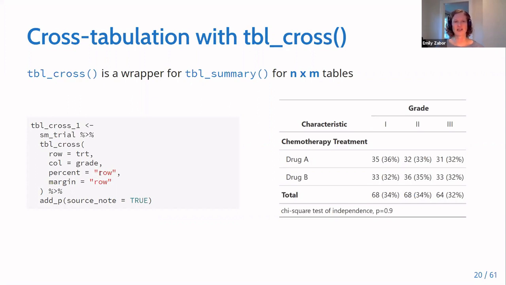So here I'm going to calculate row percentages, and I'm saying I want the margin to be on the row, which adds the total column down here across the row. And so if I said margin on the column, I would get a total column over to the right of the grade. And now there's this additional option when I add P, I say source note equals true, and it puts the P value down in the footnote instead of adding an additional column, which is kind of nice for a simple n by m table like this.